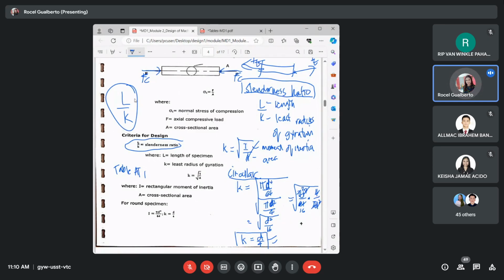Okay? You look at now at our slenderness ratio. So, hindi ka po makaka-start not unless, okay, you know the slenderness ratio. Para alam mo kung aling procedure yung i-apply po natin. Case 1 po ba? Case 2 po ba? Or case 3 po? Maliwanag?